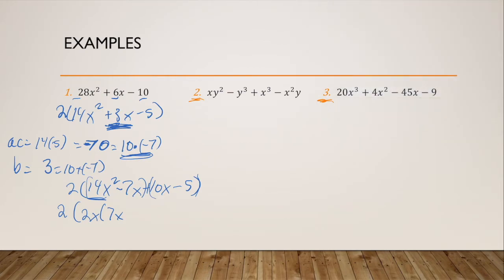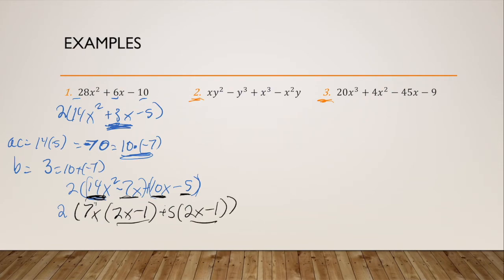Okay, starting over. What's the greatest common factor of 14x squared and 7x? That's 7x. That leaves me with 7x times 2x minus 1. What's the greatest common factor of 10x and 5? That's 5. That leaves me with a 2x minus 1. See, these parts are the same, so I know I did this correctly. So I've got 2 times their greatest common factors, 7x plus 5 times 2x minus 1. So this is the fully factored form of our first example.